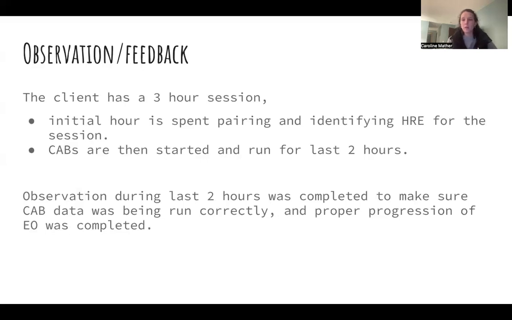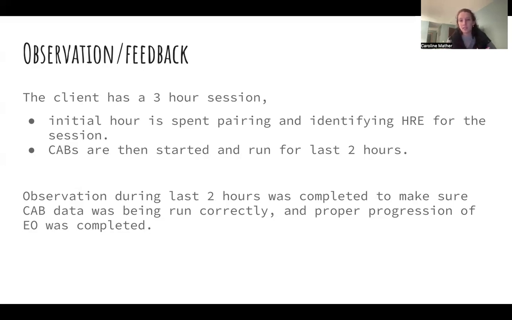It was a 3-hour session for a client. So for programming purposes, the first hour was just about having the client identify their HRE. So again, happy, relaxed, and engaged. What is happy and relaxed and engaged for that day? What environment are they in? Those kinds of things. So just getting to know their mood for the day, pairing up during that hour.